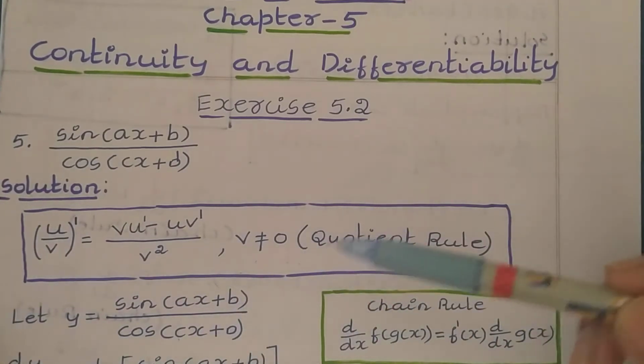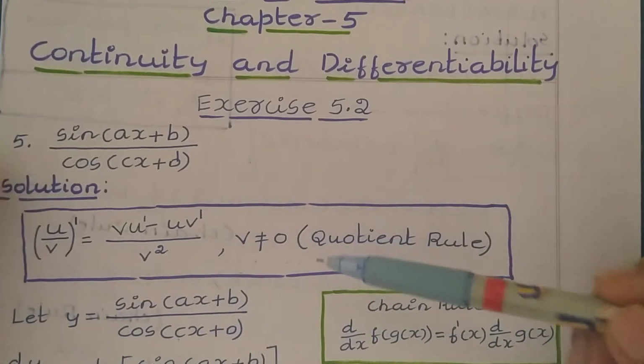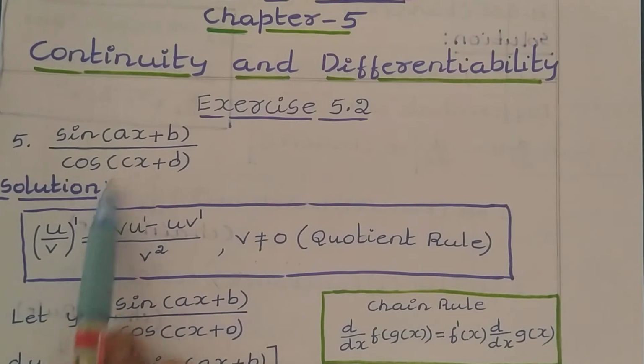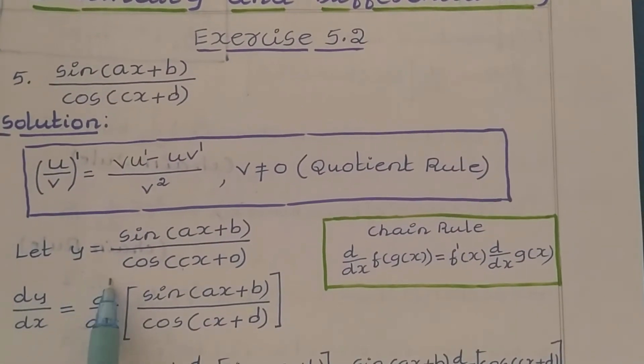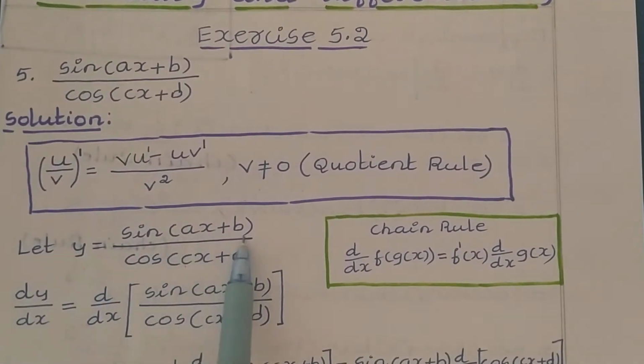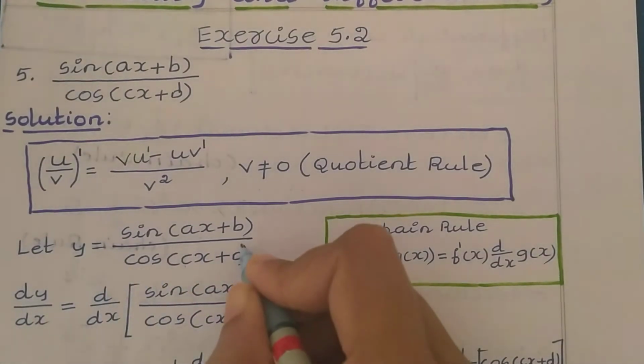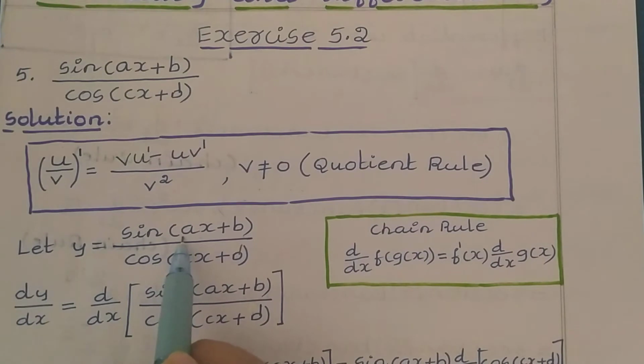This quotient rule we can apply here now. See, we have the function. Let us take this function as y. y is equal to sin(ax + b) divided by cos(cx + d). Now in this function, this is the numerator, which I am taking as u, and this is the denominator, which I am taking as v.